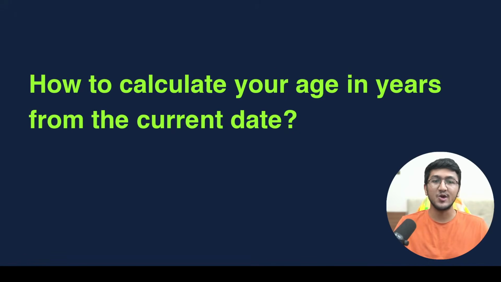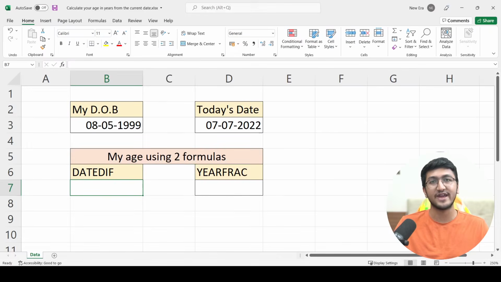How to calculate your age in years from the current date. So if you want to find out your age, and that too in years, there are two formulas that can help you in Microsoft Excel. The first one is the DATEDIF formula, and the second one is the YEARFRAC formula. Let's have a look at how both these formulas work in Microsoft Excel.